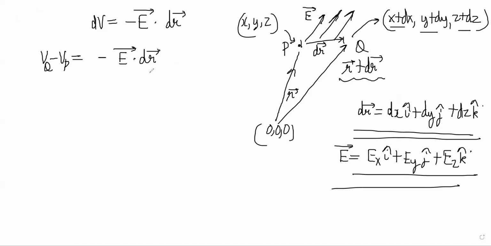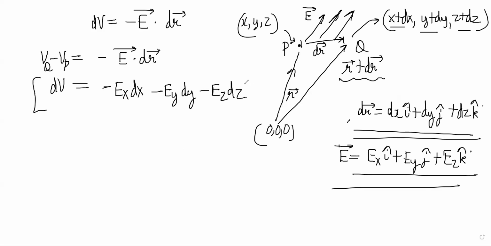So when you take the dot product, you are getting minus Ex dx minus Ey dy minus Ez dz. The dot product of these two vectors is equal to dV, right? So the change in potential from here to here is equal to negative Ex dx, negative Ey dy, negative Ez dz. Now, what is the benefit of writing it like this?